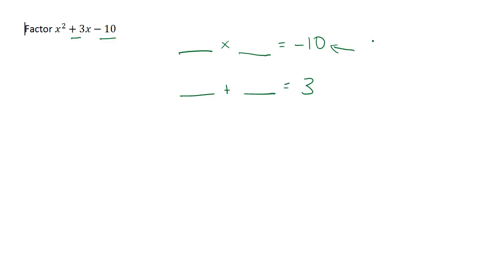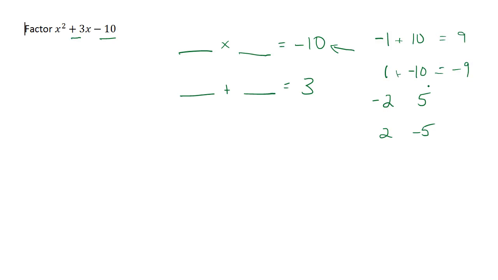And we've got, I think, 4 options. We can go negative 1 times 10. We can go 1 times negative 10. We can go negative 2 times 5. And we can go 2 times negative 5. These 4 combinations will get us to negative 10 by multiplying. Now, which combination, when we add them up, will give us 3 as our answer? Well, negative 1 plus 10 is going to be 9, so that doesn't work. 1 plus negative 10 is negative 9.